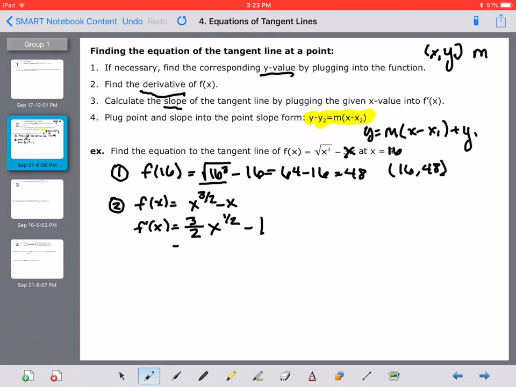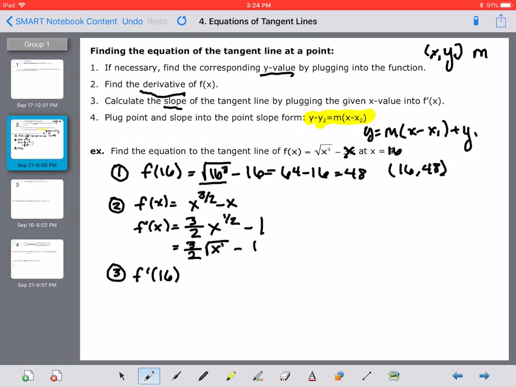I want to simplify that out really quickly. So 3/2, that goes back to being a square root to the first power minus 1. So that's my second step, my derivative. This is the slope equation that's specific to the function f of x.